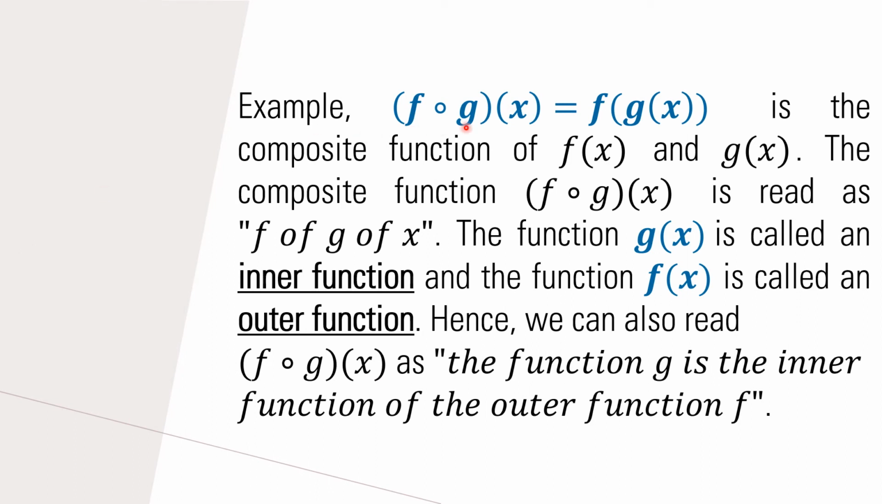Example, we have this function which can also be written in this way. This is the composite function of f of x and g of x. Now this composite function can be read as f of g of x. And the function g of x is the inner function and the function f of x is the outer function. Hence, we can also read it as the function g is the inner function of the outer function f.